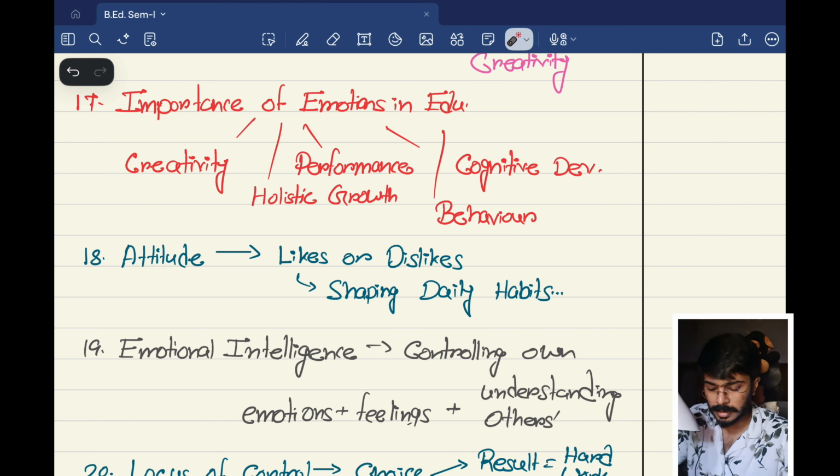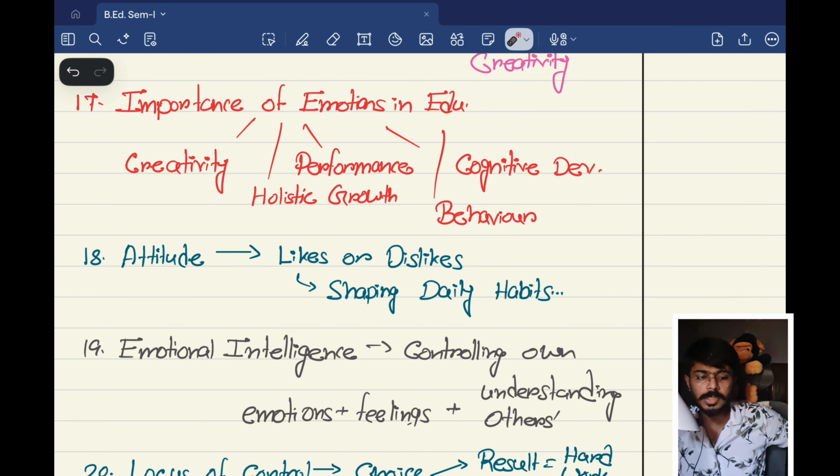That is it. The two components are likes or dislikes, and which shapes daily habits. Attitude means the way we look at any work, any matter, any topic, which is characterized by likes or dislikes and shapes our daily habits.